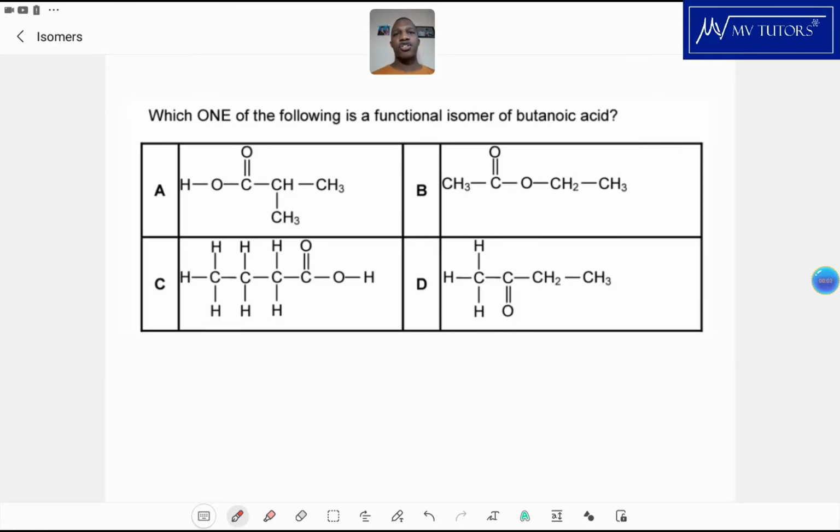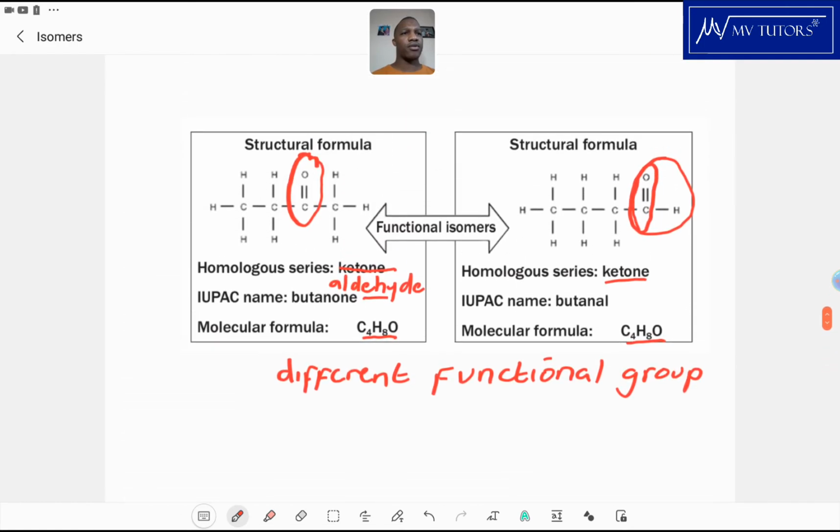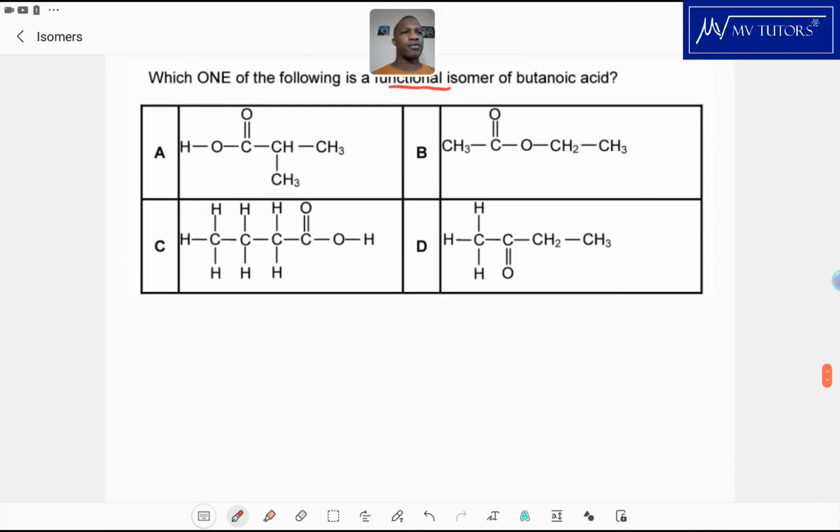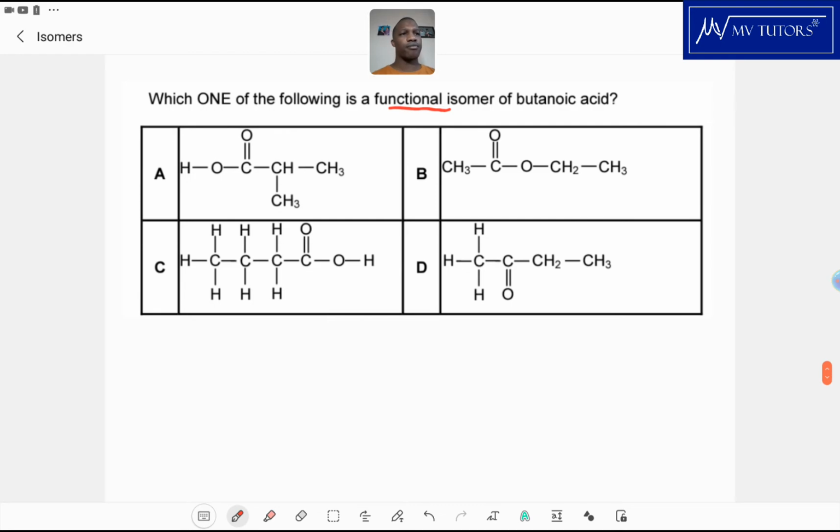Okay, let's use the information we just learned to answer these questions. Now, the question says, which one of the following is a functional isomer of butanoic acid? So it's a functional isomer. And remember, we spoke about it, that it has a different functional group. Okay, so for example, here, butanoic acid, we need to know how to write that. Butanoic acid is 4 carbon atoms.